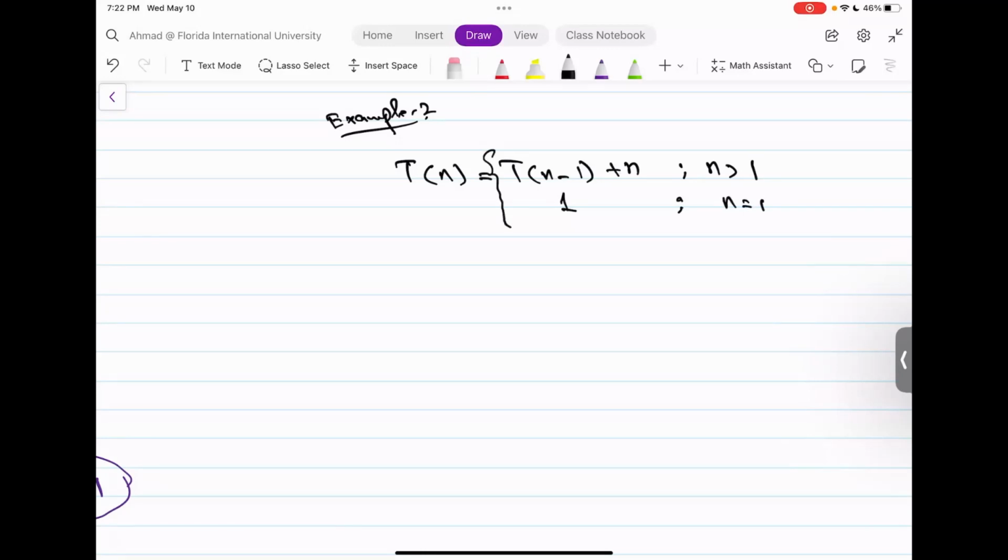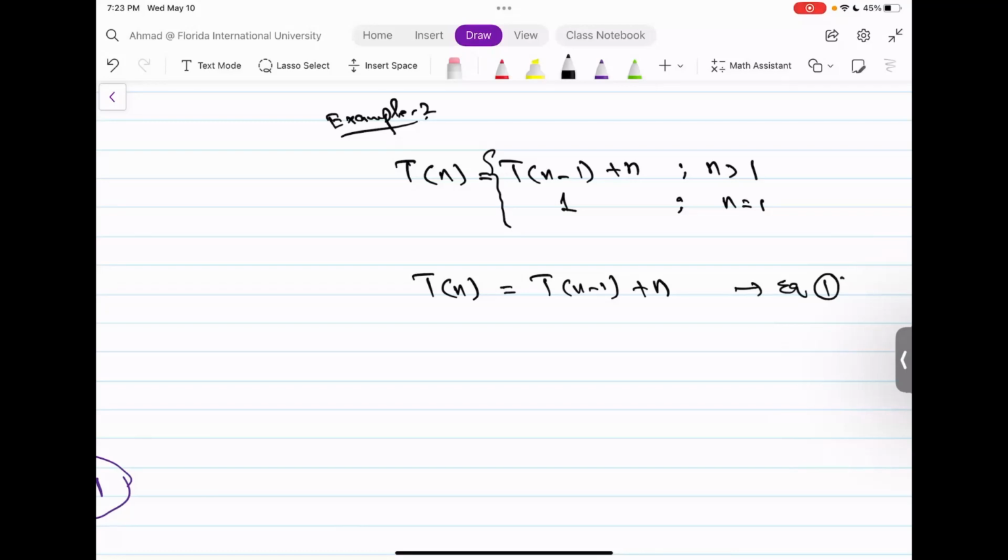And now I am interested to solve and find the time complexity. Obviously this recursive relation is written for some algorithm. Because of the shortage of time, I have directly written the recursive relation here. You already know from the previous example how to find the recursive relation out of an algorithm. So let me write the equation first: T of n is equal to T of n minus 1 plus n. Let me call this equation number 1, right?